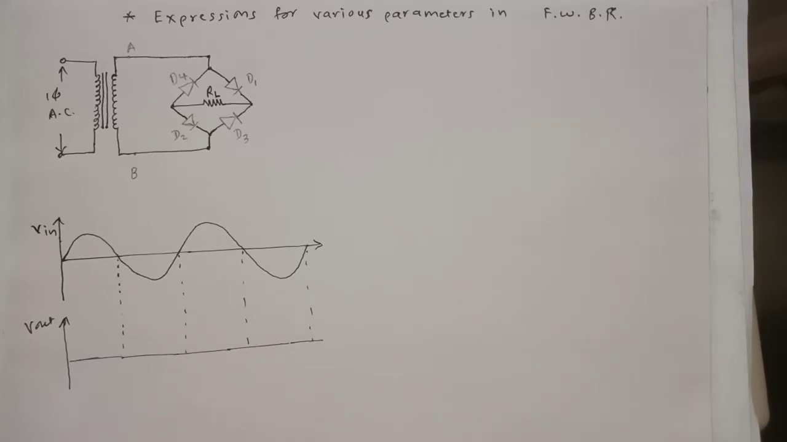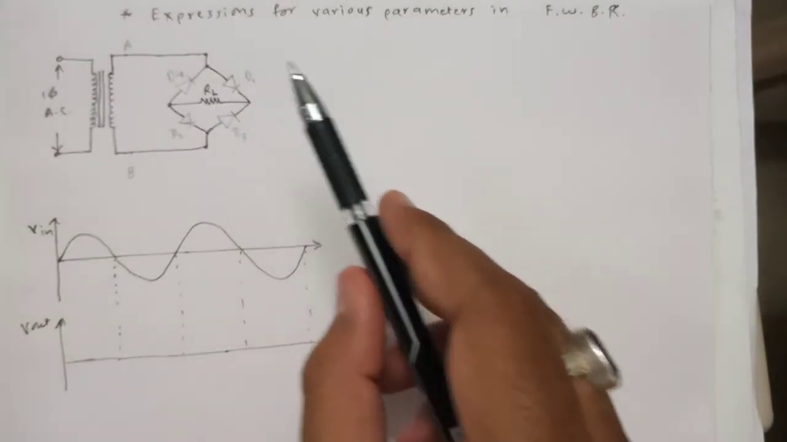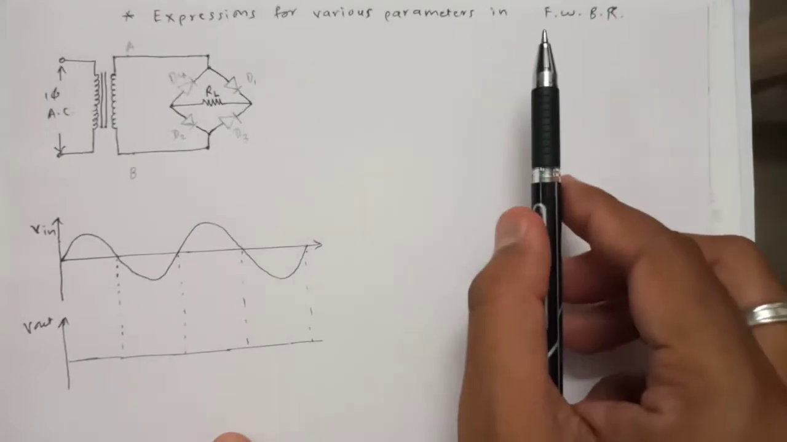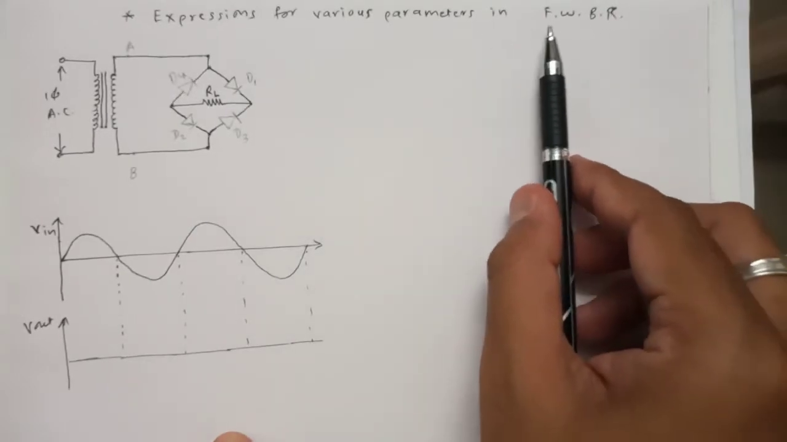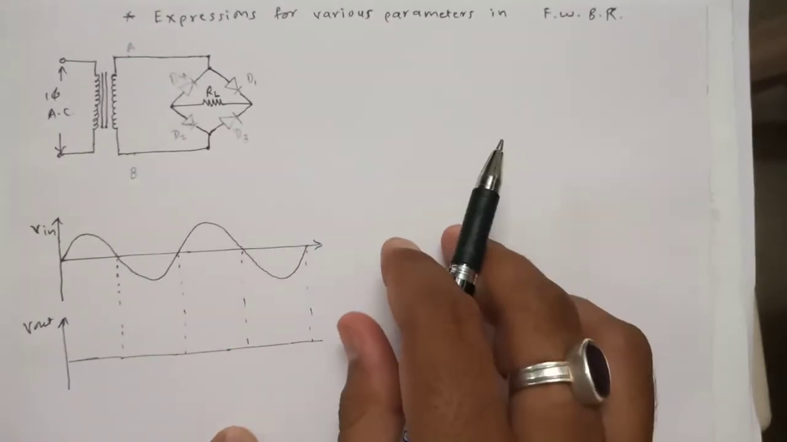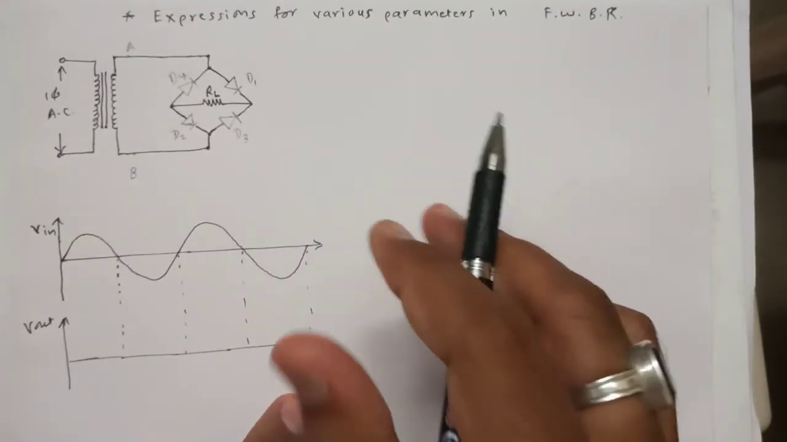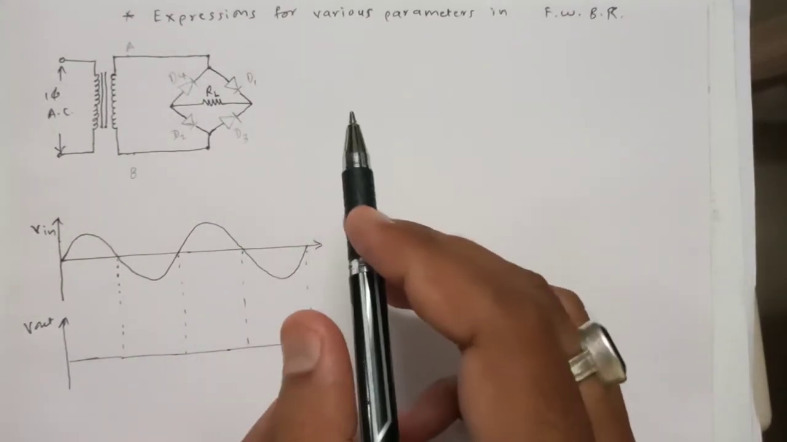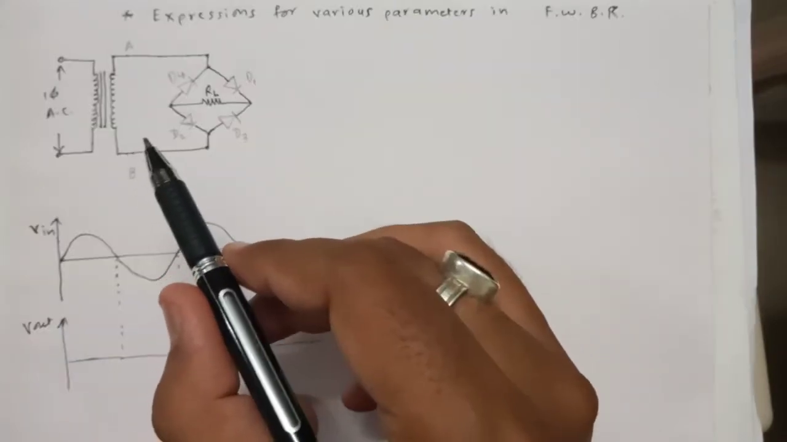Let us try to derive the expression for the various parameters of full wave bridge rectifier. FWBR means full wave bridge rectifier. We have already covered the working of the bridge rectifier, but for those who do not know, I will repeat it in only 1 minute.